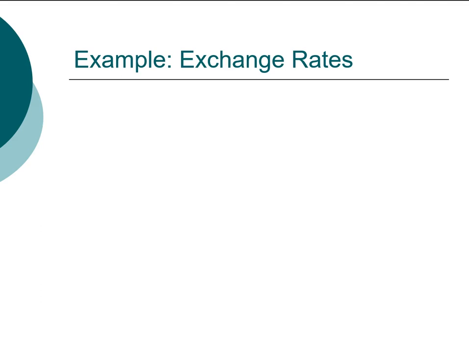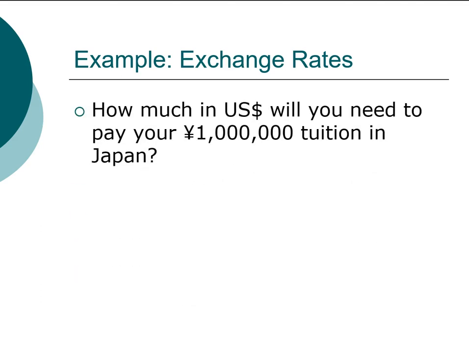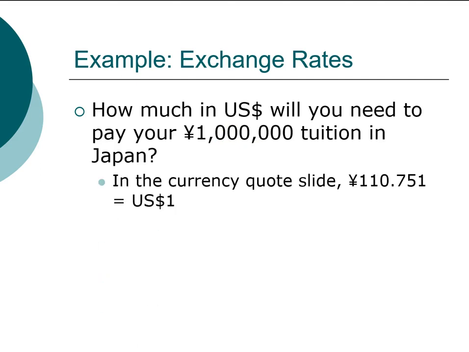Our next example is to study abroad in Japan. Remember that the quote you were given was 1 million yen in tuition. So the question is, how much would that be in US dollars? Again, from the table we have, we saw that we're given an indirect quote of 110.75 yen translating into one US dollar.